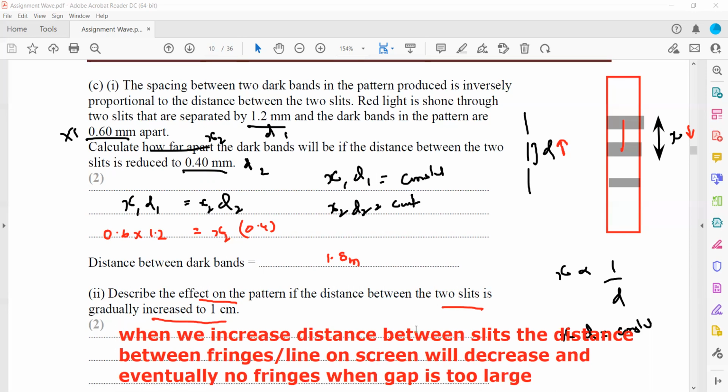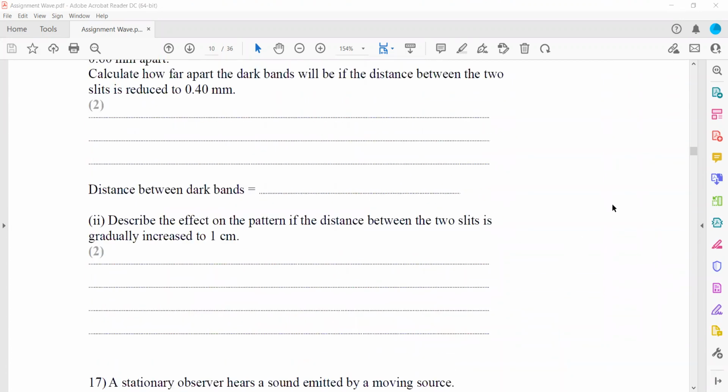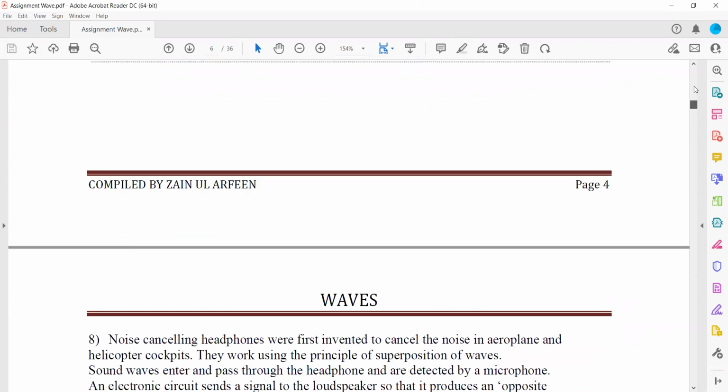So this is what happens in the interference pattern observation when we are increasing the distance between the slits. So these are some questions related to the topic diffraction and interference.